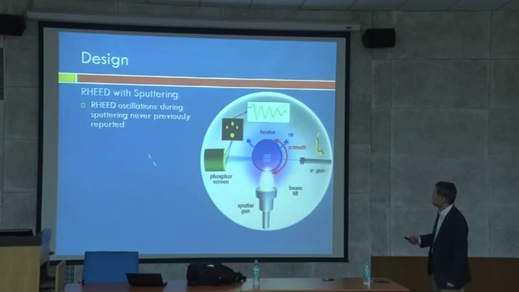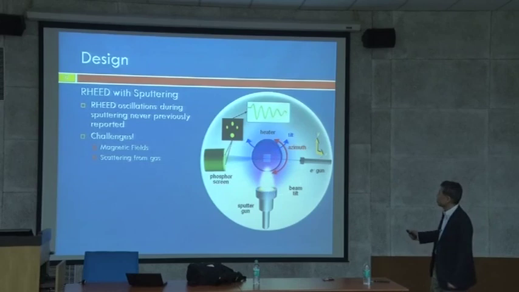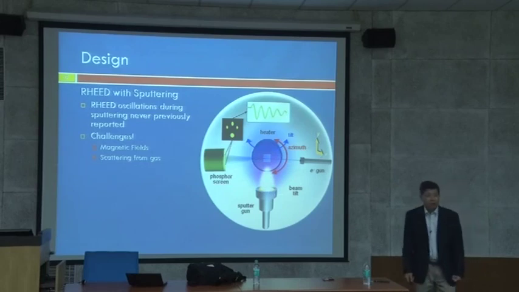The design here is a normal design, with the phosphorus screen and your sputter gun here. There is the heater, and the offset sputter, the target is here, and this is the heater block, with the e-gun coming in, and you can see the RHEED pattern oscillation. This can be tilted and rotated azimuthally, and you can control the RHEED pattern. The challenge here, as I said, is the magnetic field. The magnetic field from the sputter gun can bend the electron beam. The second problem is that your background gas is a lot of argon.